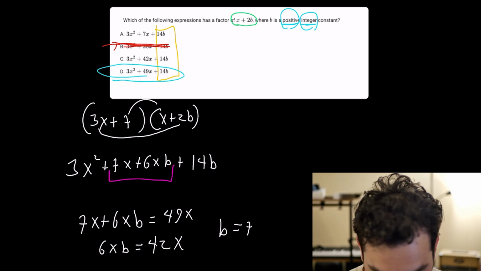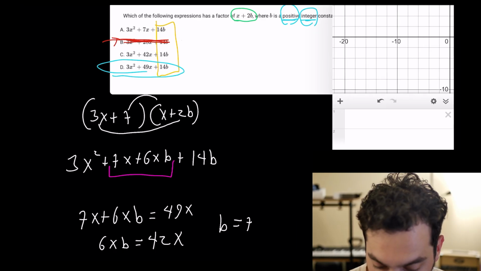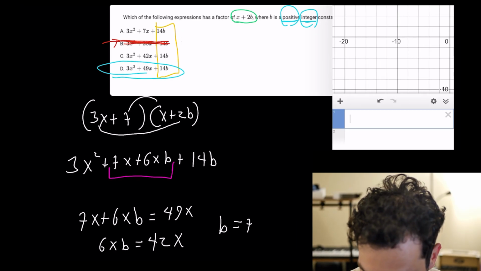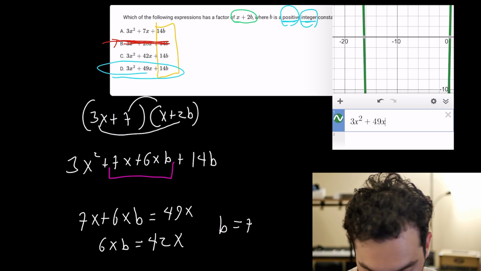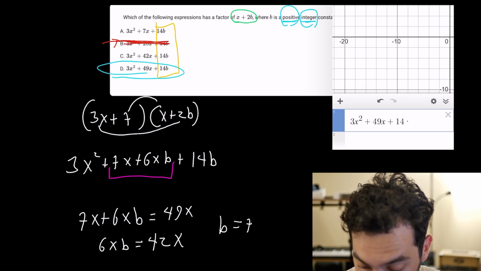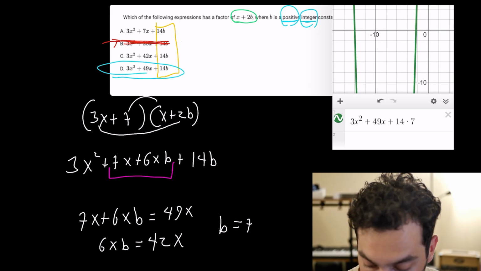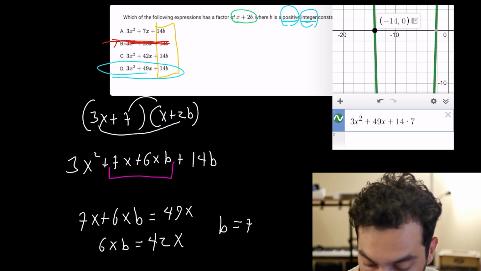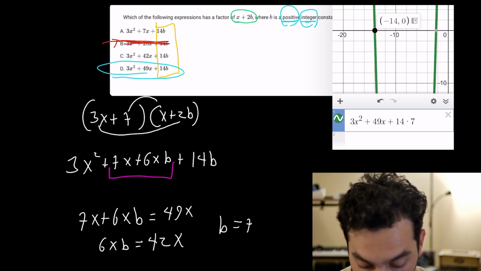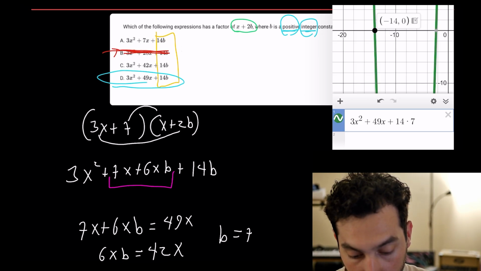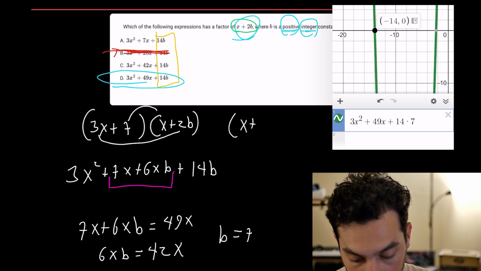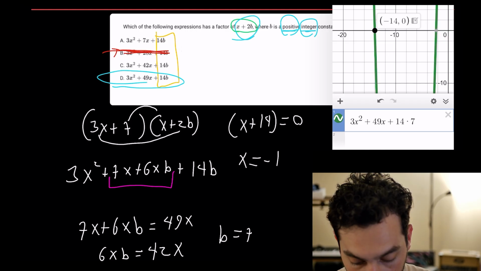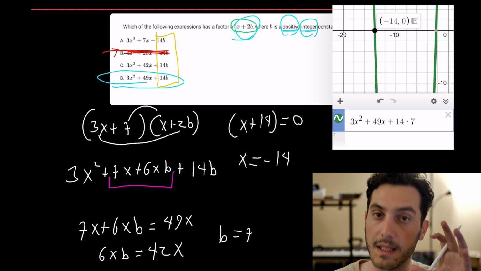Just to show you that this does make sense, if we actually graph 3x squared plus 49x plus 14 times 7, because b is 7, we'll get some zeros here. One of them is this weird one, but the other one is negative 14. We said that one of our factors is x plus 2b, which means one of our factors should be x plus 14. If we set that equal to 0, we'll see that x should equal negative 14. So we should expect a 0 at negative 14. So this is our answer.